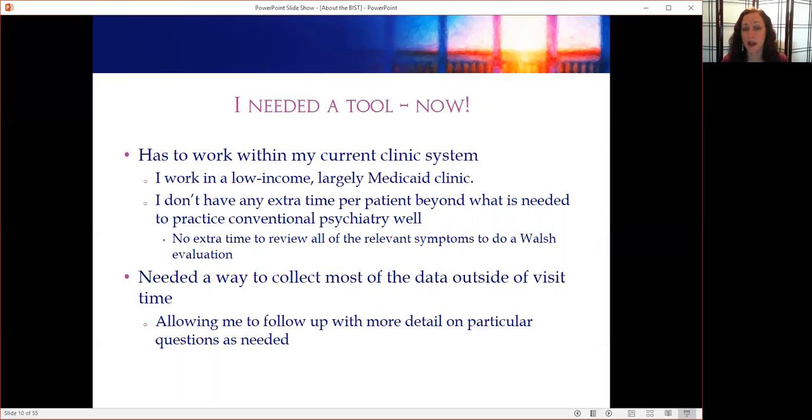There's no extra time to review all of the relevant symptoms, to do a proper Walsh evaluation in the course of this clinic, but I knew those patients could really use the help. And so I needed a way to collect most of the Walsh-related data outside of my visit time. That would allow me to follow up in more detail on particular questions as needed, but not be going through one at a time the over 100 questions that I eventually got this down to for screening for these disorders.